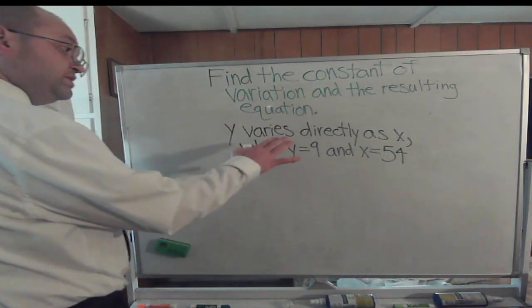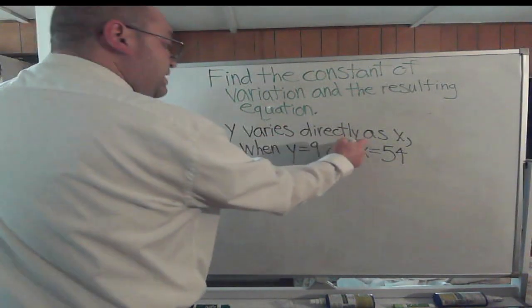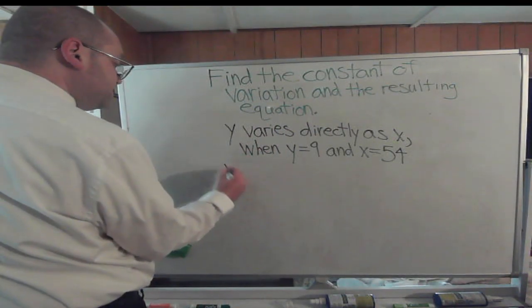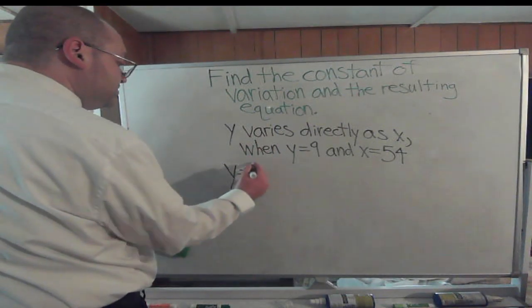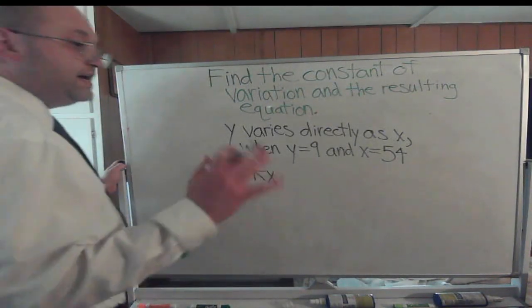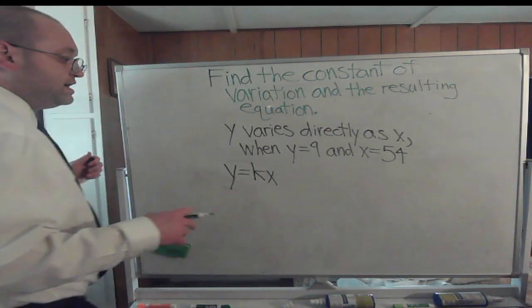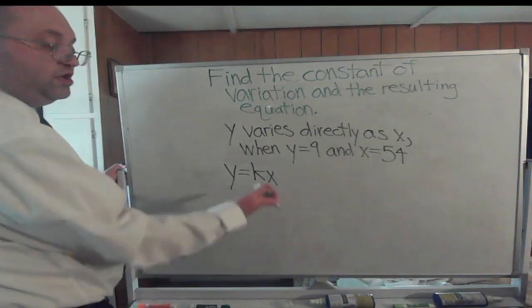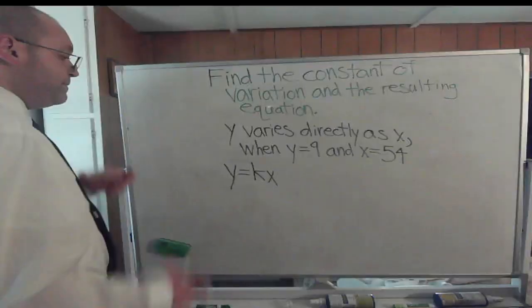So let's start with the first part. Y varies directly as x. What that translates into is y equals kx. That k, again, is just your constant of variation. It goes along for the ride. Really, y varies as x. That constant of variation just goes along with x, hangs out for the ride.